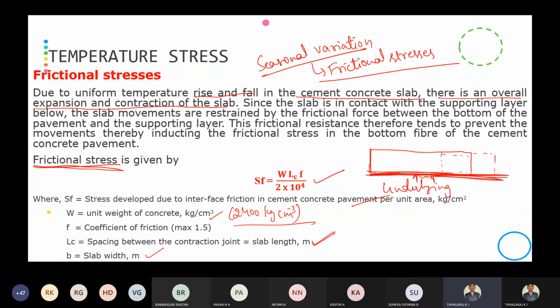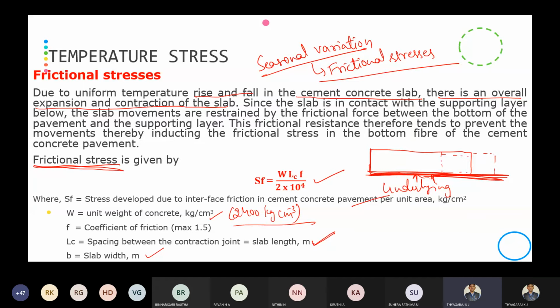So remember, the frictional stresses are going to develop because of the seasonal variation in the temperature, because of the contraction and expansion of the cement concrete pavement. The developed frictional stresses are calculated using this formula, that is W into LC into F divided by 2 into 10 power 4, which will be in terms of kg per centimeter square.